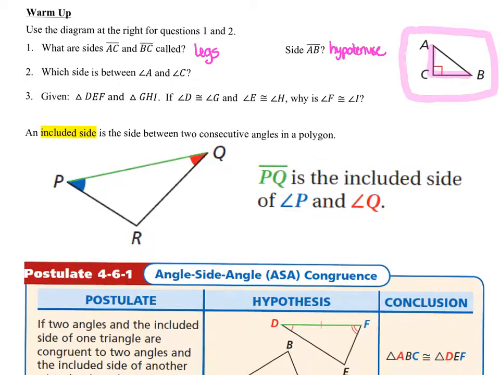The next question says, what is the side between angles A and C? And of course, we know that we name segments using the point names that they go between, so that is going to be segment AC.